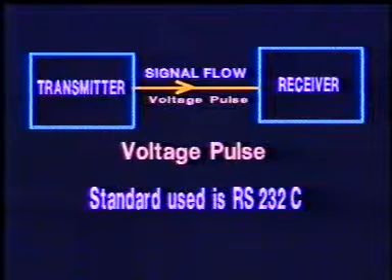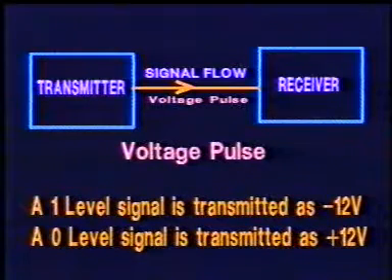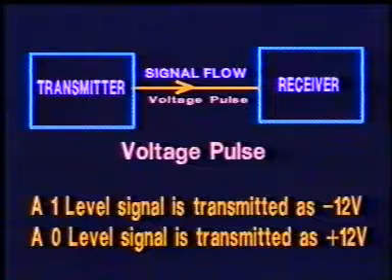When data is transmitted as voltage, the standard used is RS-232C. A one-level signal is transmitted as -12 volts. A zero-level signal is transmitted as +12 volts. A device called line driver does this voltage level shifting at the transmitter end. A line receiver does the reverse shifting at the receiver. This level shifting is done to overcome losses and for better noise performance.